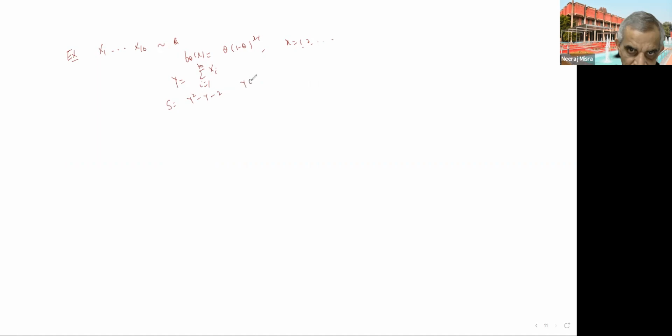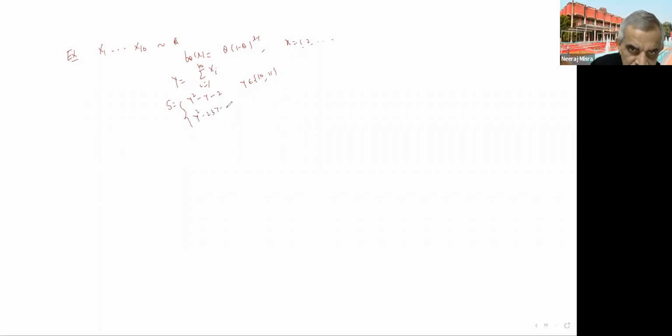Then we have Y equals the summation of Xi for i equal to 1 to 10. We are required to show that S, which is defined as Y squared minus Y minus 2 for Y belonging to 10 and 11, and Y squared minus 23Y plus 240 for Y equals 12, 13, 14, and so on, is sufficient for theta.